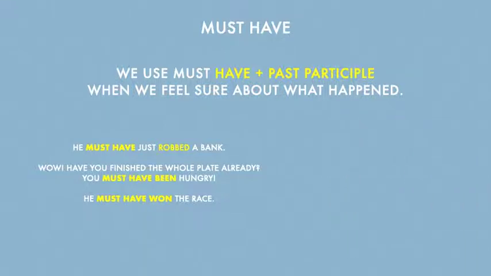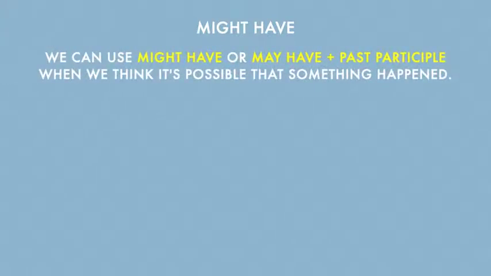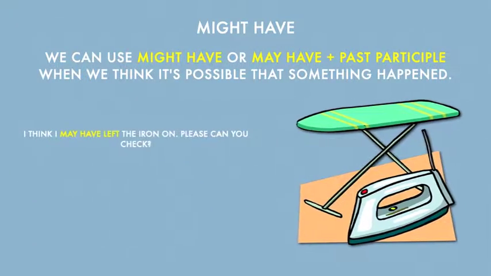Alright, another word that we have to make deductions is might have. We can use might have or may have plus past participle when we think it's possible that something happened. For example, I think I may have left the iron on. Please, can you check?